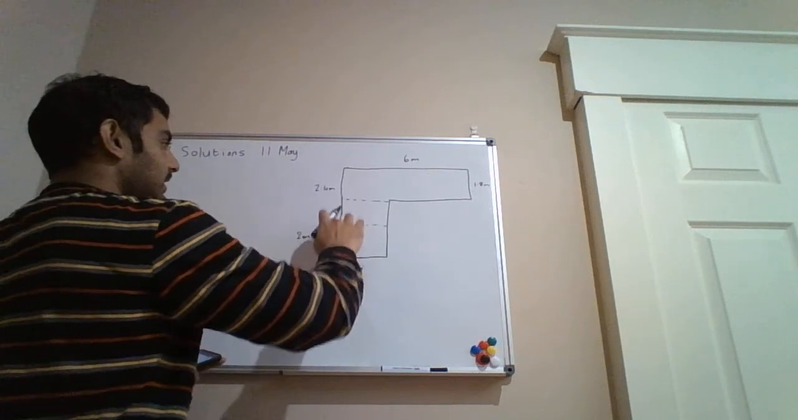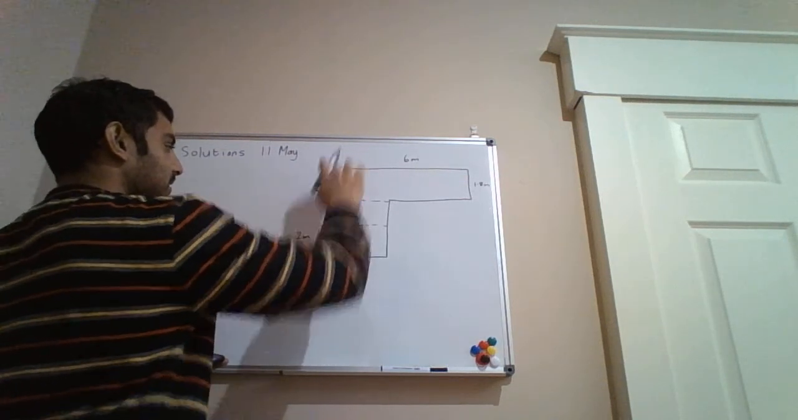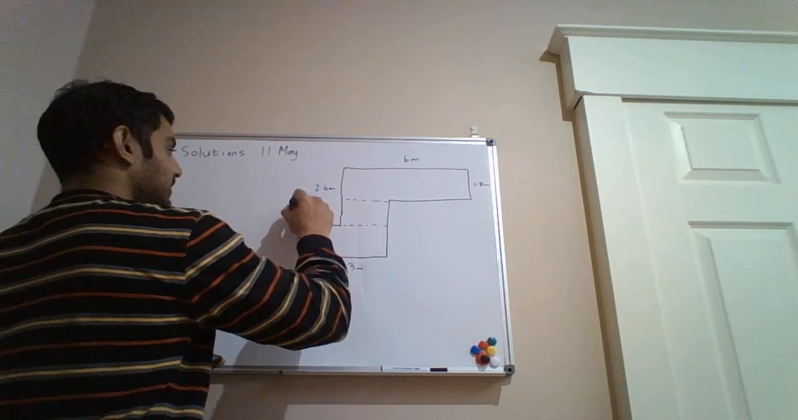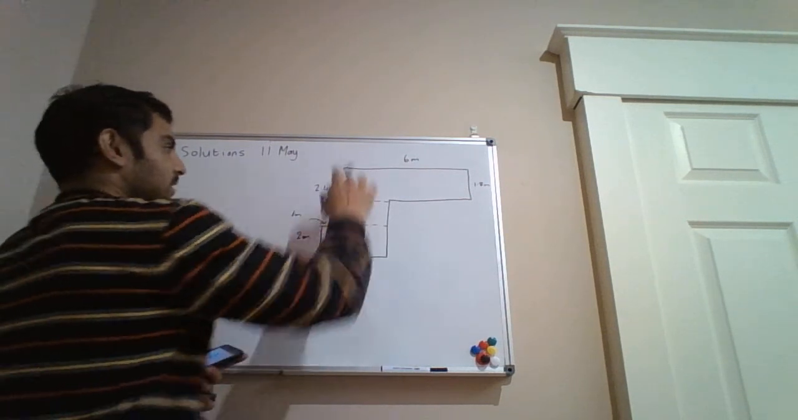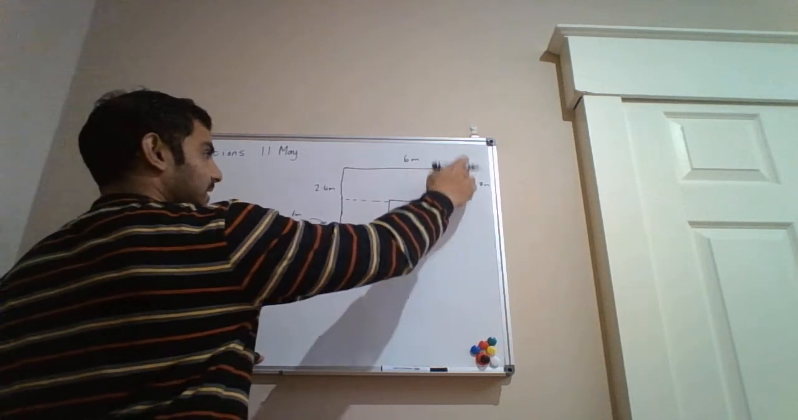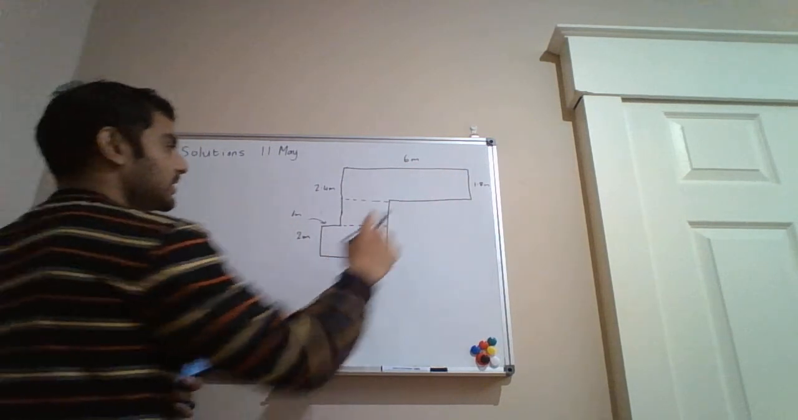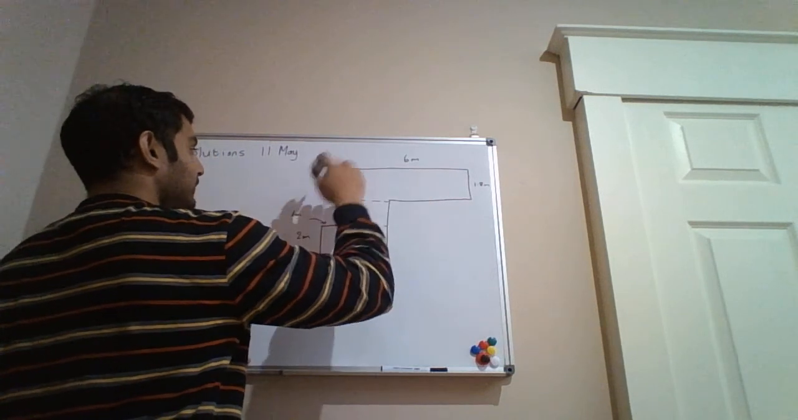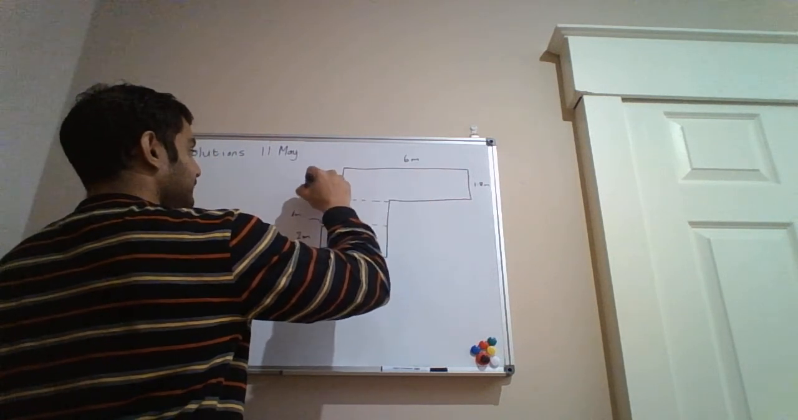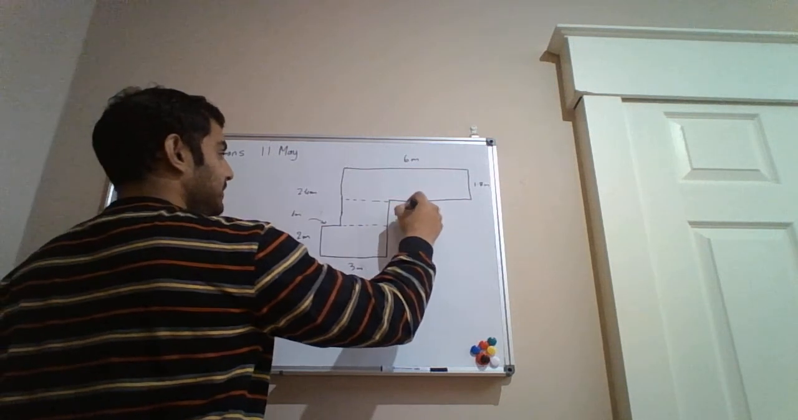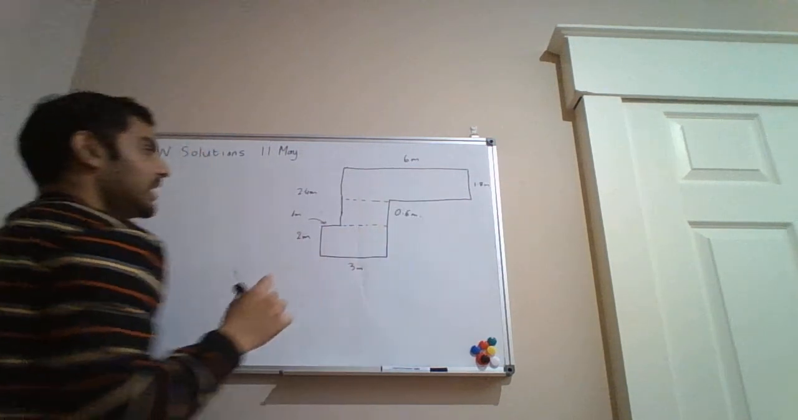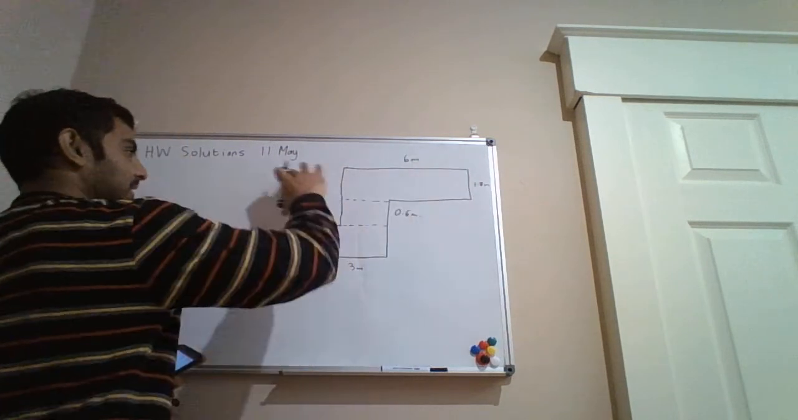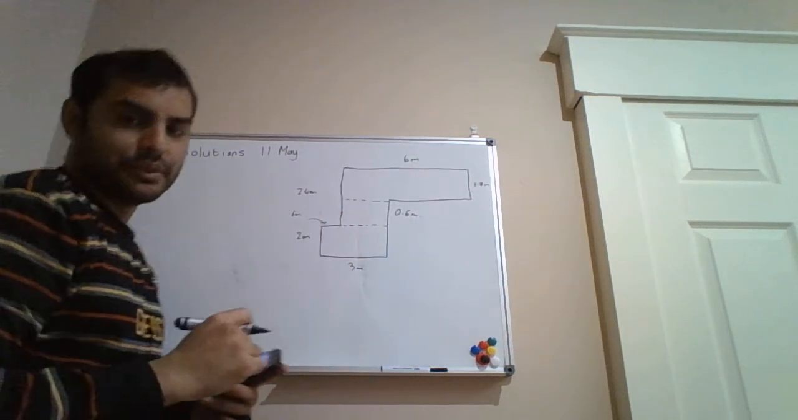So this length is 2.4 meters. Let me just put this 1 meter so it's not confusing. So this is 2.4 meters, this is 1.8 meters. So that must mean that this length here needs to be 0.6 meters. And that's because 0.6 plus 1.8 gives us the full length 2.4.